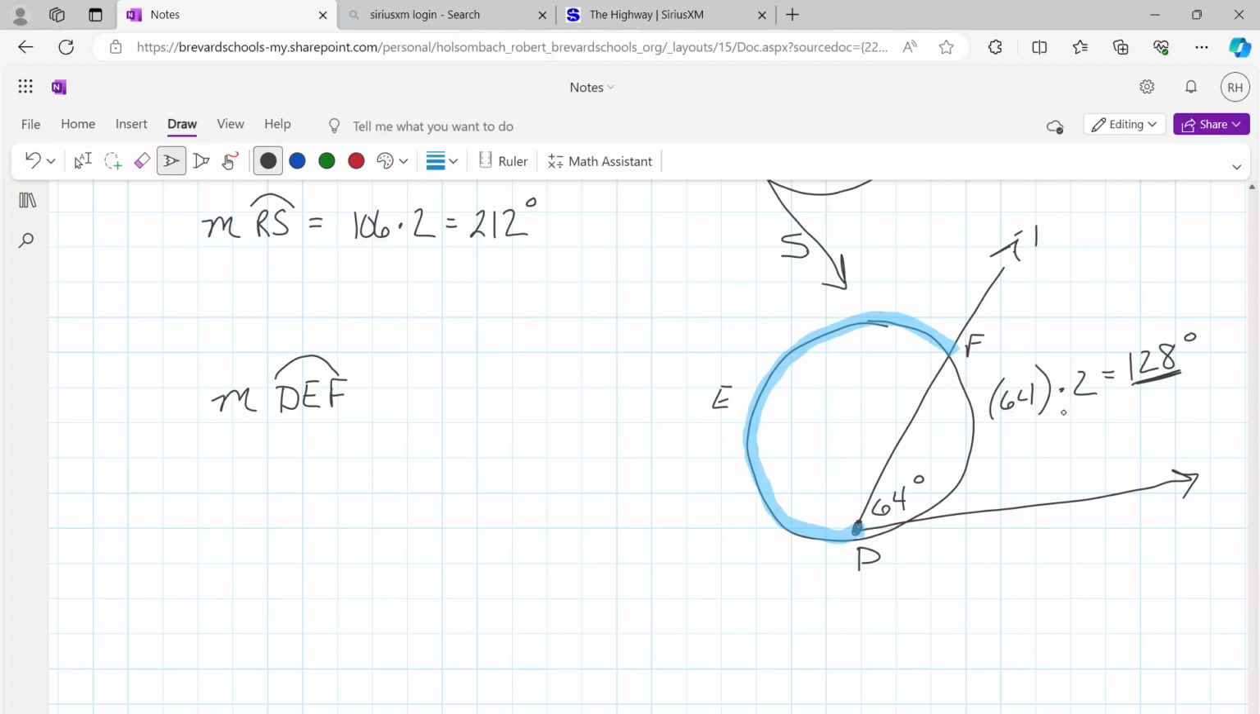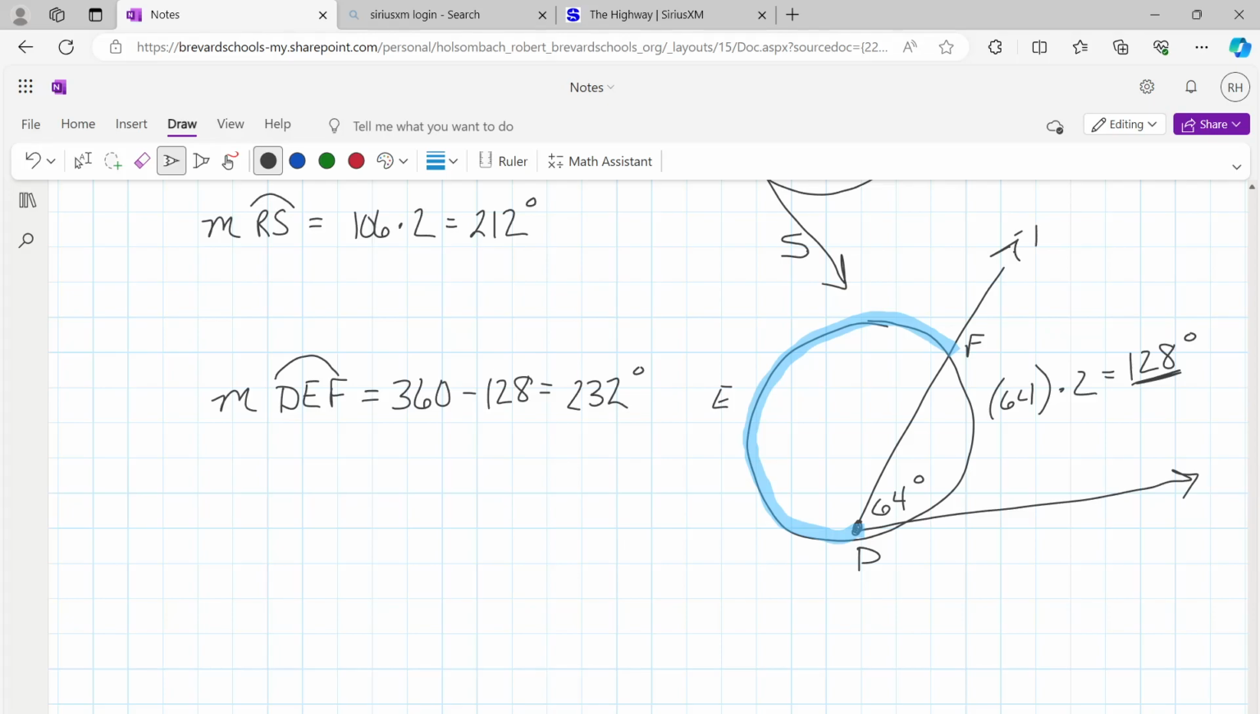If arc DF equals 128 degrees, then the blue arc would be equal to 360 minus 128. Like I said, we've got a circle here. The two arcs have to sum to 360. If we know one of them, we can subtract it from 360 and get the other. So 232 degrees. All right, any questions finding arcs or angle measures using that rule?